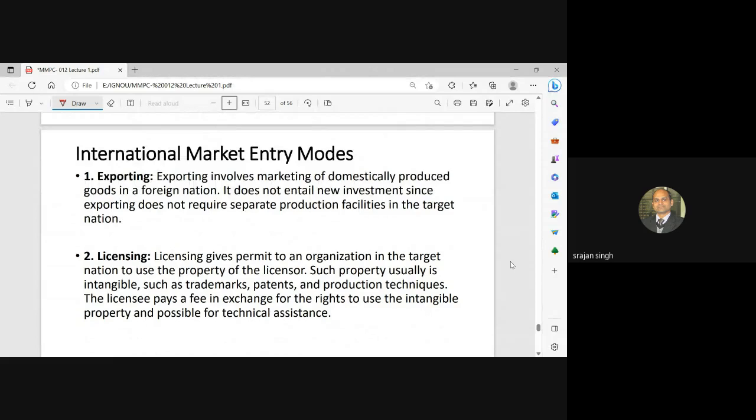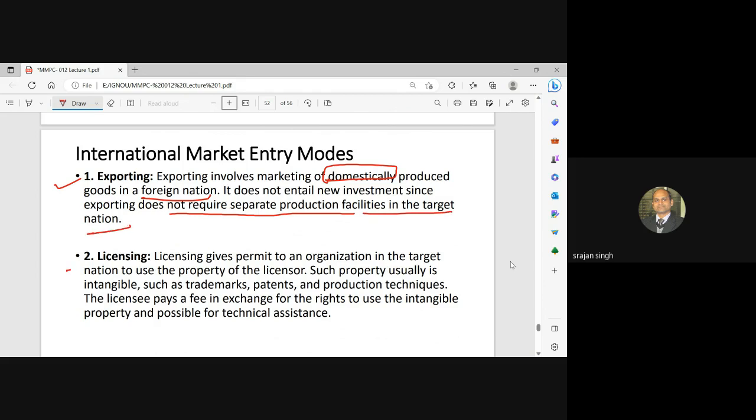So how can we enter an international market? First, by exporting. Exporting means you produce something domestically and then export it to the foreign nation. It does not entail a new investment, since exporting does not require separate production facilities in the target nation.